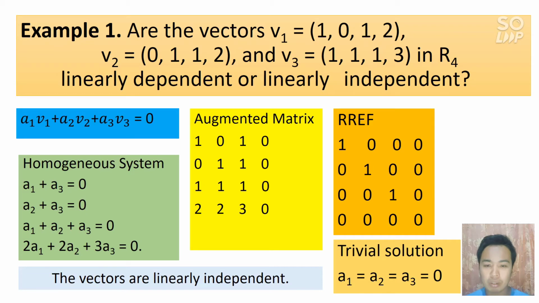So the corresponding augmented matrix is being presented and its reduced row echelon form that you can always verify. So we have the trivial solution a sub 1 is equal to a sub 2 is equal to a sub 3 is equal to 0. So therefore the vectors are linearly independent.